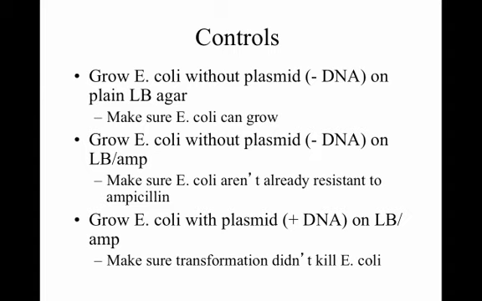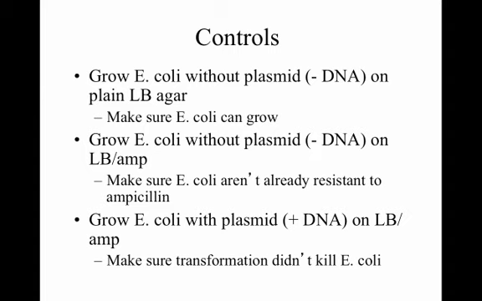So what you're going to do is you're going to do the transformation procedure. You're going to have these different plates, plus your last plate, your fourth plate, which is your experimental plate, which is E. coli with plasmid on LB with ampicillin and Arabinose. And you're going to see what you get the following day. Because we have to give the E. coli time to reproduce, to show us who got it, who didn't.